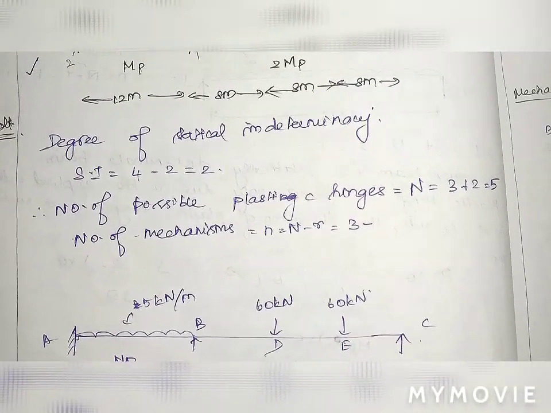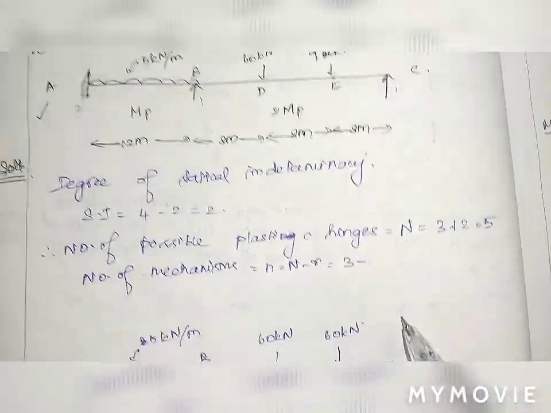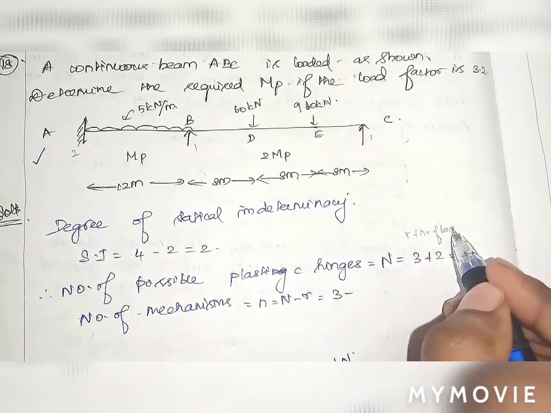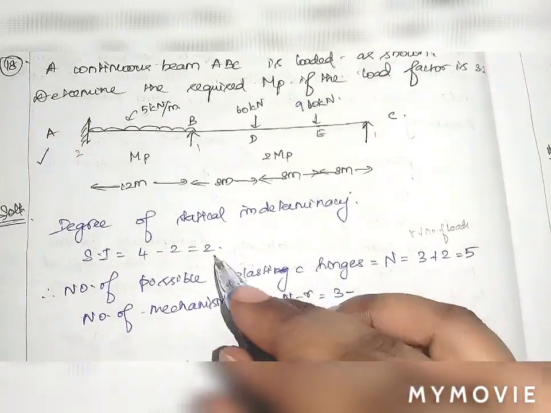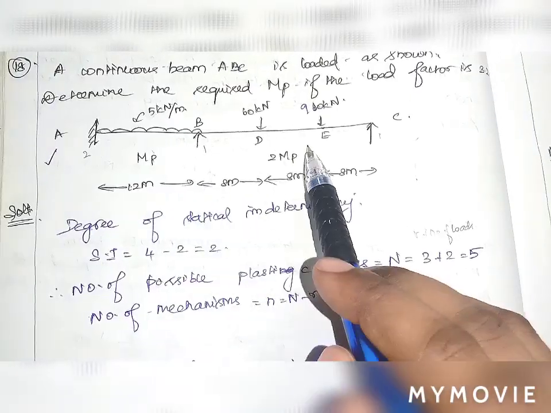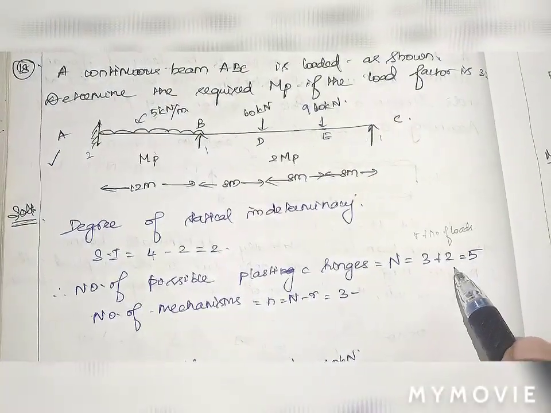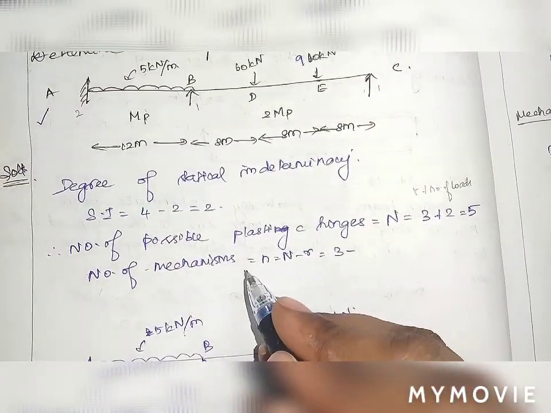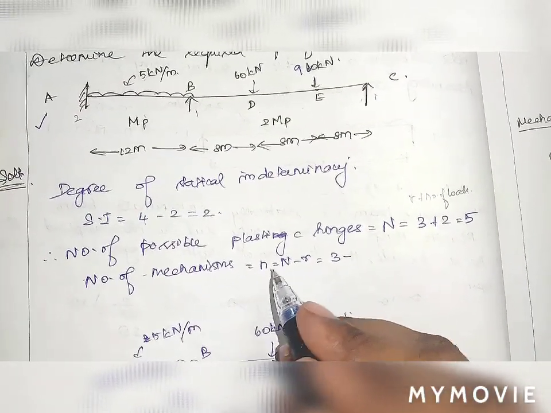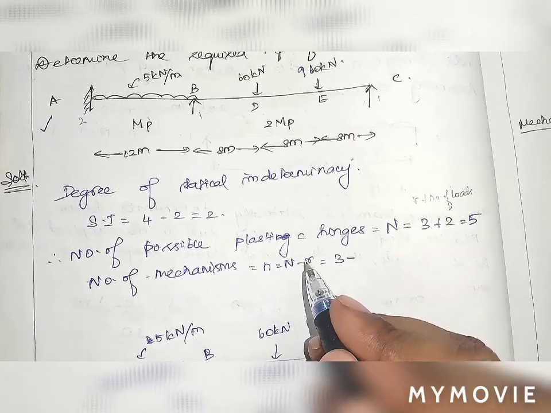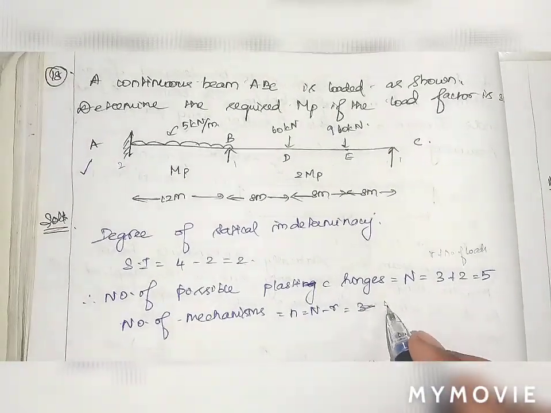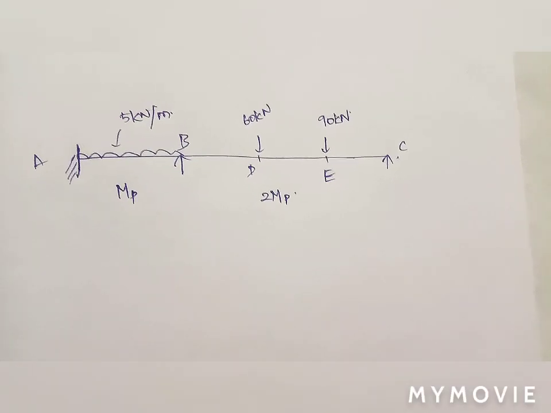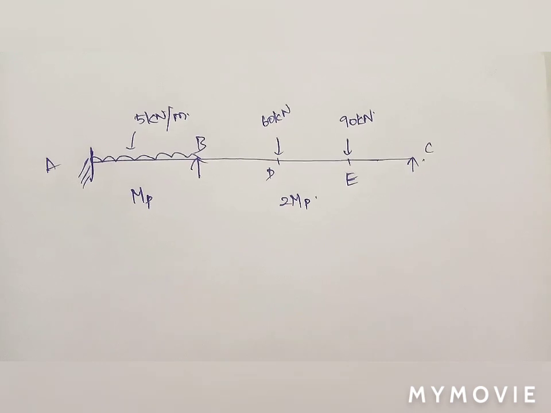The number of plastic hinges, capital N, is equal to R plus number of loads. So R is 2 plus number of loads. There are 3 loads. 2 plus 3 is equal to 5. So your number of plastic hinges will be 5. The next thing, the number of mechanisms required to solve: small n is equal to capital N minus R. So 5 minus 2 is equal to 3. So we require 3 mechanisms to solve this problem.